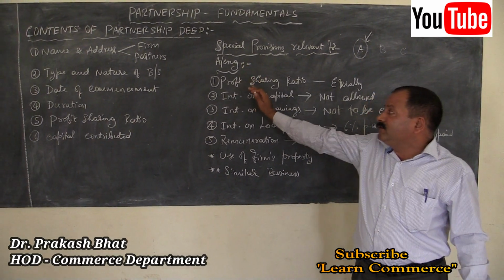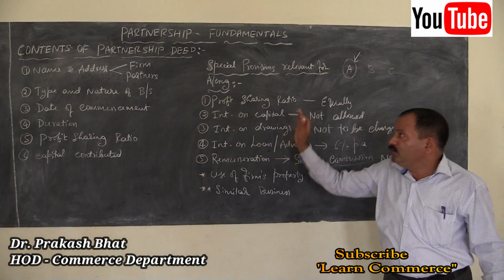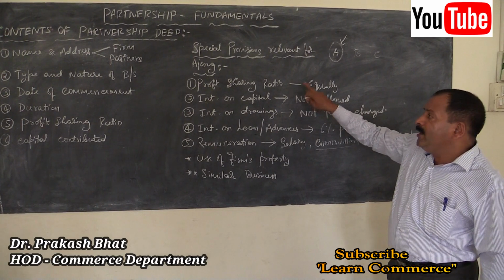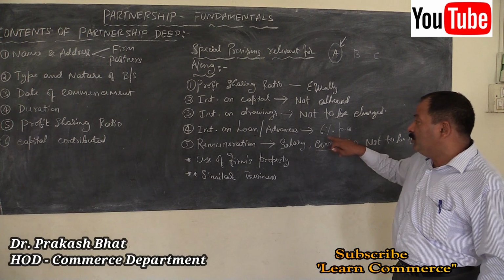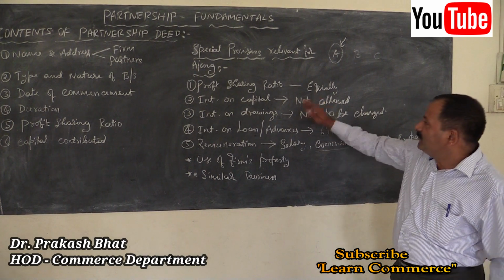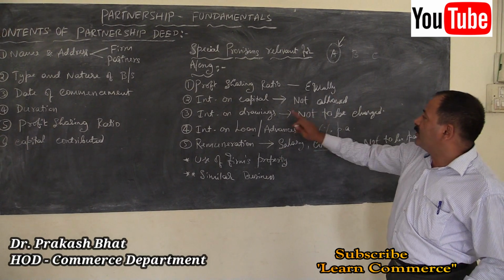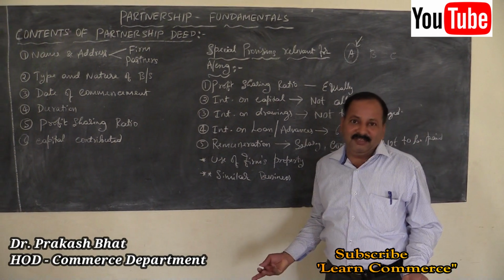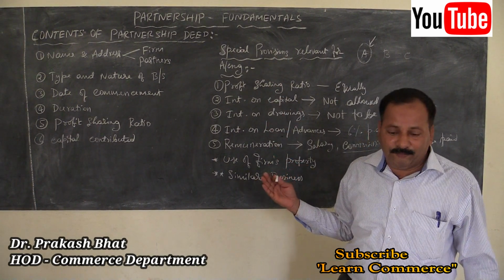So remember, they may ask you a question like, in the absence of partnership deed, how will you treat the following, and 5 items will be given. Remember, if you remember 2 points, that is enough, I think. See, only profit sharing should be equal, then interest on advance or loan should be 6% per annum, and all other points no. Like interest on capital not allowed, remuneration not allowed, interest on drawings not to be charged, like that. So if you remember 2 points, other parts are no. That's all. So this is about special provisions relevant for accounting in a partnership firm.